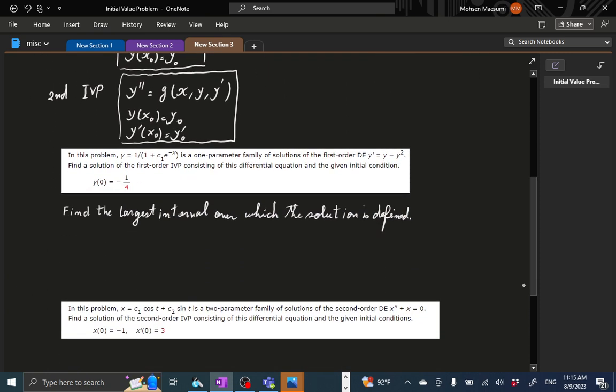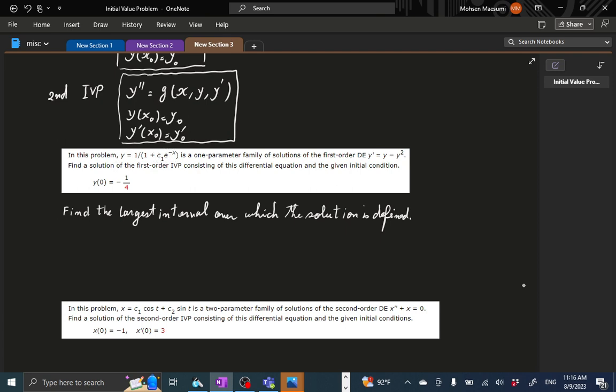Here is some example taken from your text. This says, in this problem, y is equal to 1 over 1 plus c1 exponential of minus x is a one parameter family of solutions of the first order differential equation y prime is equal to y minus y squared. So we have a differential equation, y prime is equal to y minus y squared, and we are already given a solution.